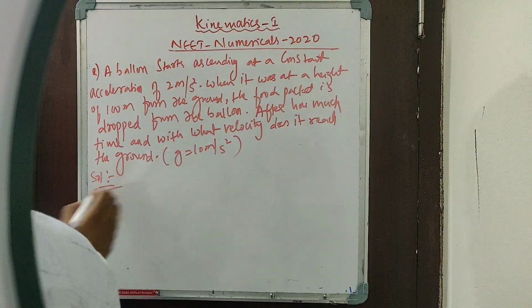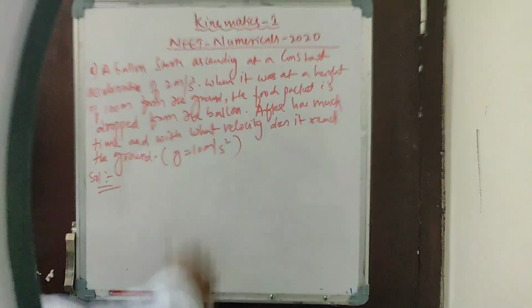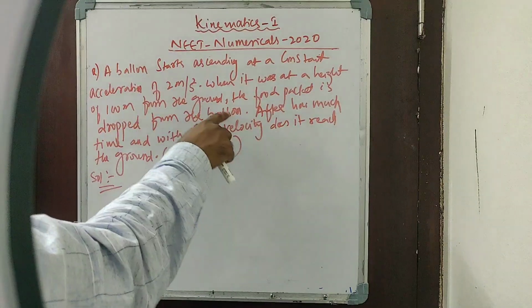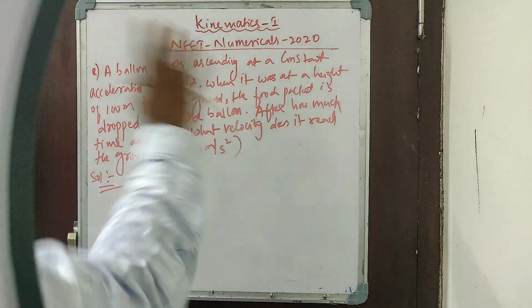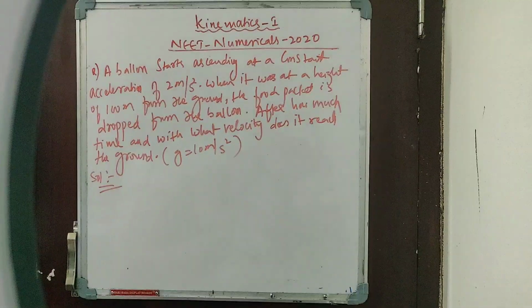Again, good question, regular model. You should know such types of models to be done better. So try to take some time and try to do it out for the given condition. What is the question telling? A balloon starts ascending at a constant acceleration of 2 meter per second square. Ascending means moving up, descending means moving down. When it was at a height of 100 meter from the ground, a food packet is dropped from the balloon. After how much time and with what velocity does it reach the ground?